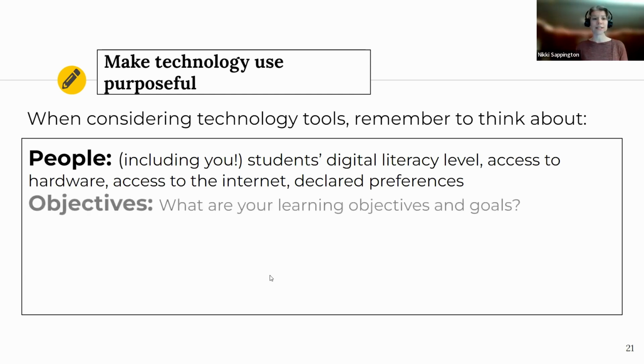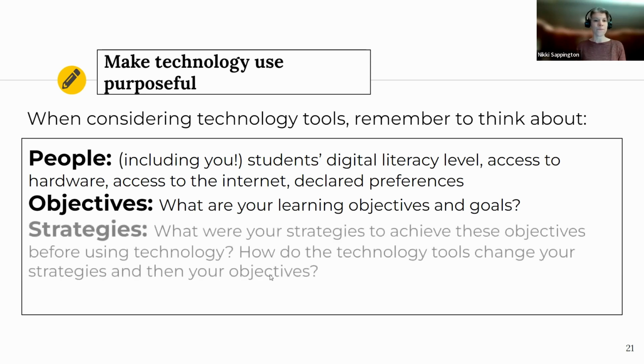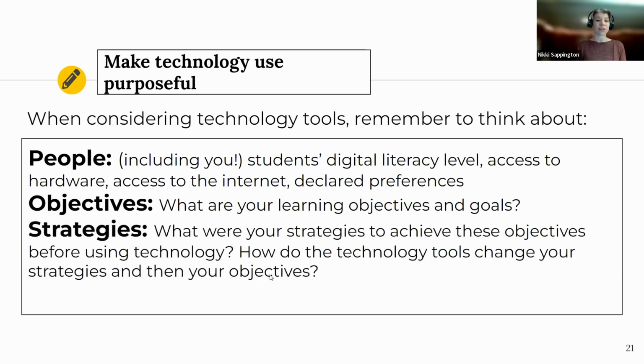So after you consider the people, consider your learning objectives or your goals. Make sure that your language learning goals figure higher in importance than a desire to use a certain digital tool. Then look at the strategies that you already have to achieve your objectives before you add in technology. Consider how adding in technology might change or evolve your objectives. That may be totally okay, but try and prioritize your initial objectives first.